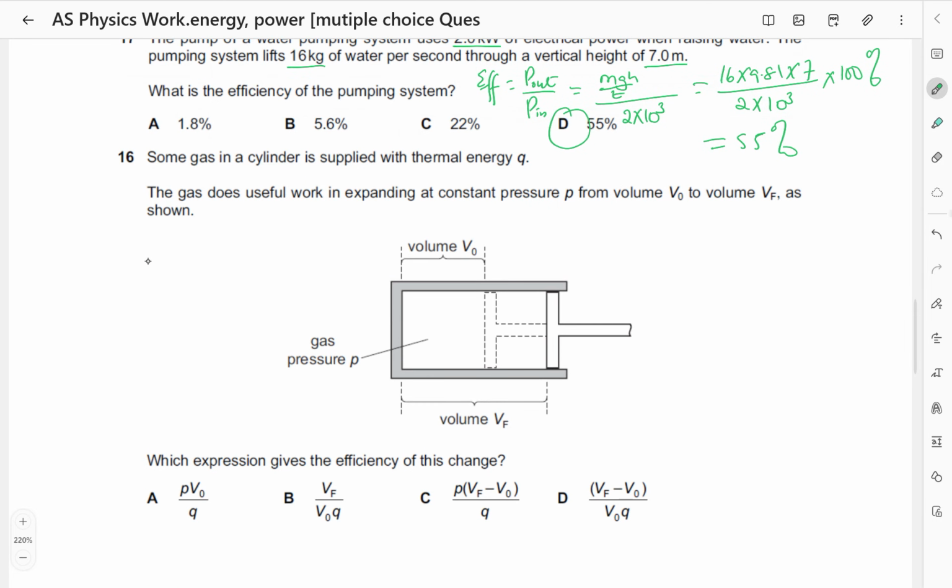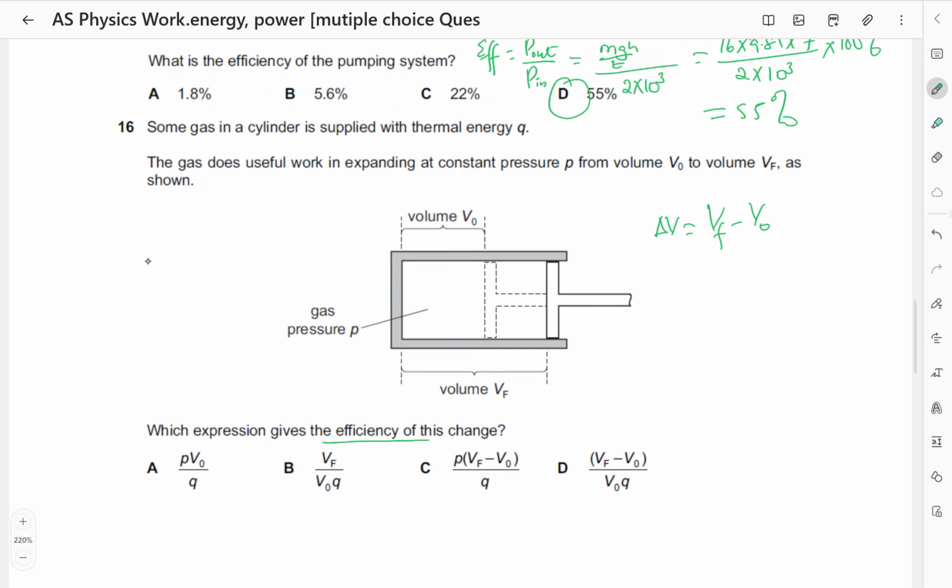Some gas in a cylinder is supplied with thermal energy Q. The gas does useful work in expanding at constant pressure P from volume V naught to volume Vf. So the change in volume is going to be Vf minus V naught. Which expression gives the efficiency of this change? The work done is going to be pressure times Vf minus V naught, because work done is pressure times change in volume. And this is going to be the work output.